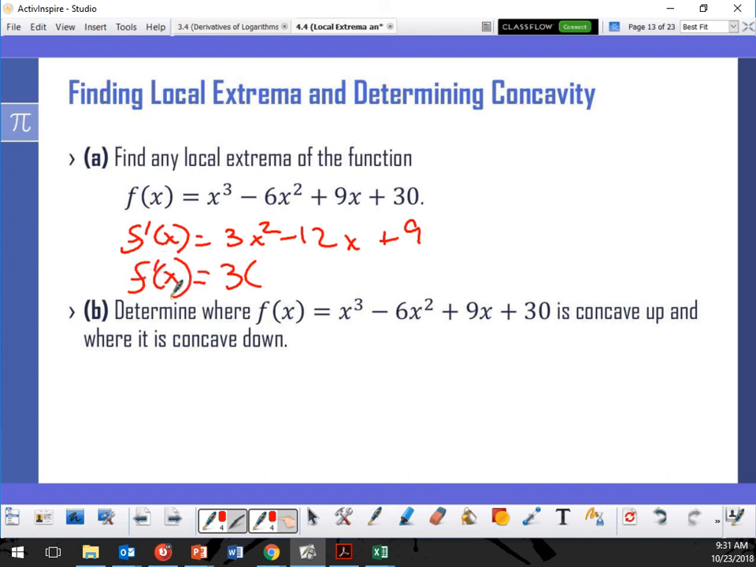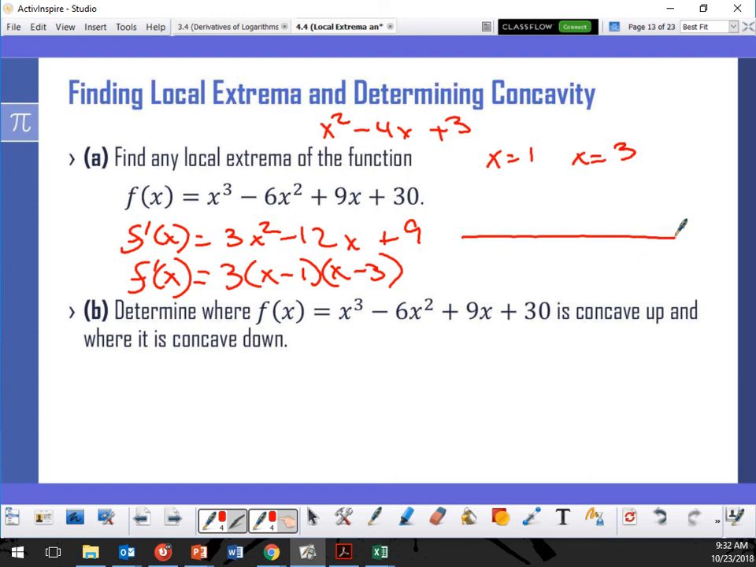Okay, so that's going to give me x squared minus 4x plus 3, right? So it's going to be negative 1, negative 3. So (x minus 1)(x minus 3), right there. Because of that, I know I'm going to have my critical points at x equals 1 and x equals 3.